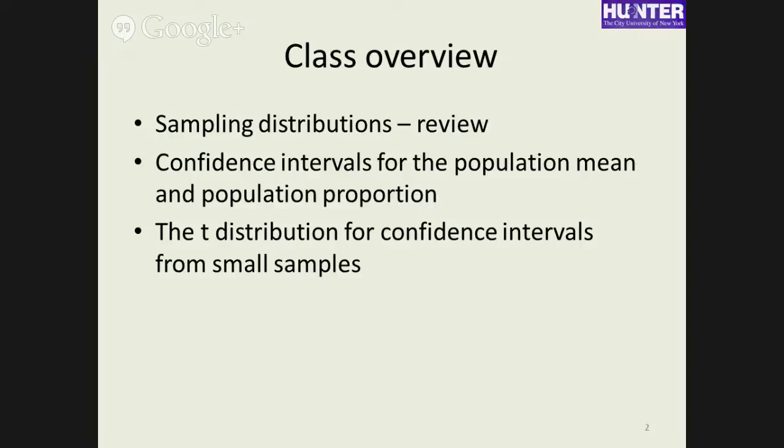Okay, so I will still briefly review sampling distributions because they're key to thinking about everything that we're doing almost from now on. And then I'm going to talk about how to calculate confidence intervals for a population mean based on the central limit theorem, and briefly also for a population proportion, which is basically the same way. And then cover the t-distribution for estimating confidence intervals from small samples. Next class, we'll get into hypothesis testing and cover all of this from a different perspective.